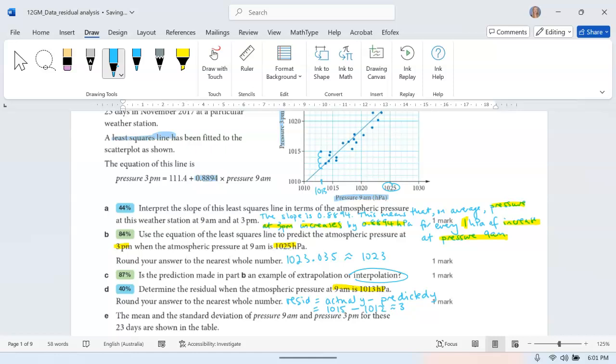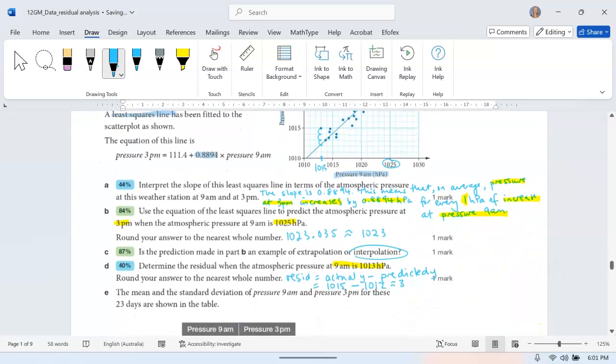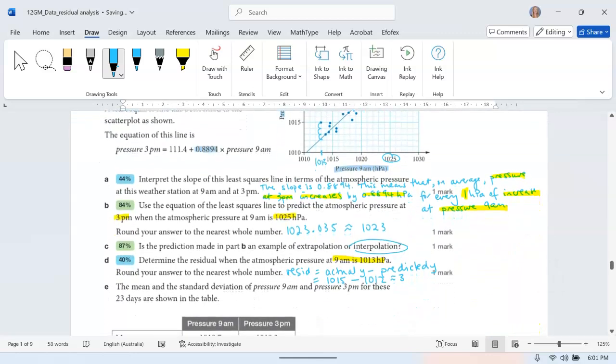So, you know, this question here, when was this? 2019. I'm really surprised only 40% got that right. All right, let's move on to E.